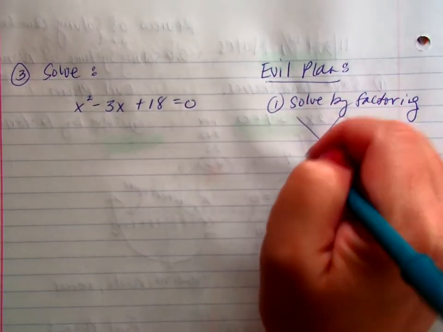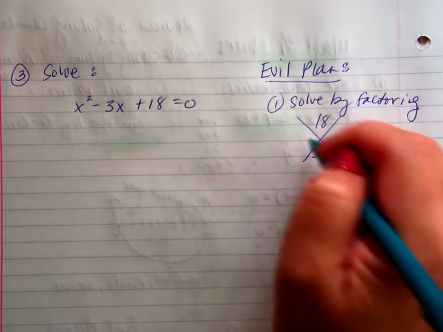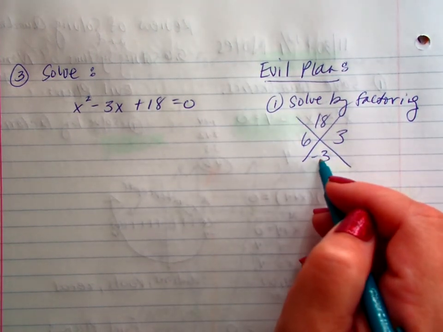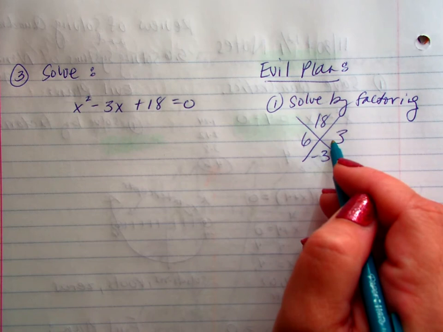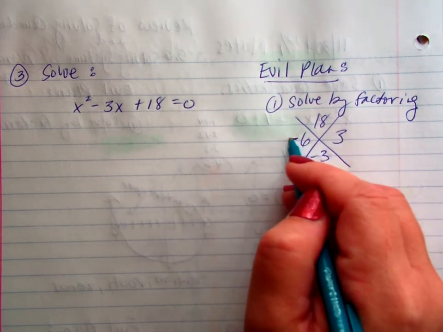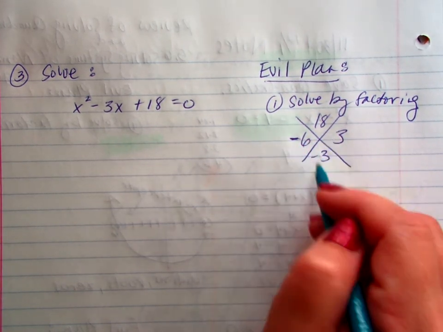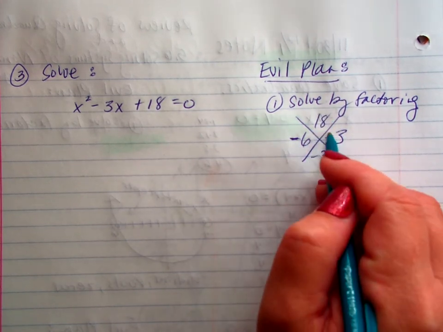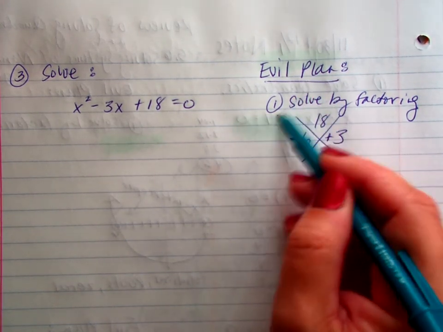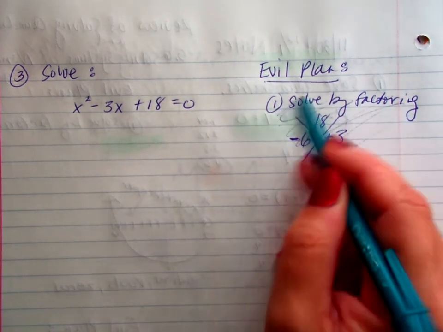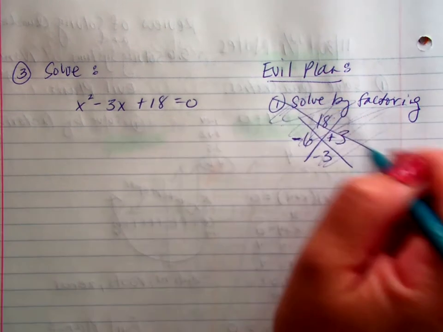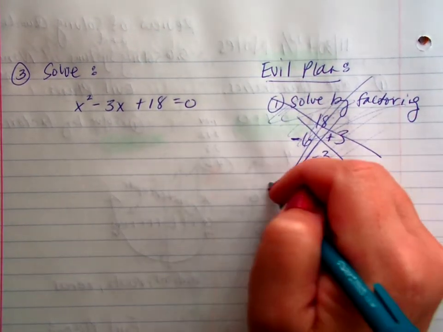Okay, this is looking promising. What times what is 18? I'm thinking 6 and 3, but then it's got to give me a negative 3, so I'm like, wait, 6 minus 3 or 3 minus 6. I'm going to need a negative on here to make this true, but negative times positive 3 does not equal positive 18. Oh my gosh, this is actually not factorable. If this was a negative 18, it would be factorable, but so evil plan number 1 doesn't work.